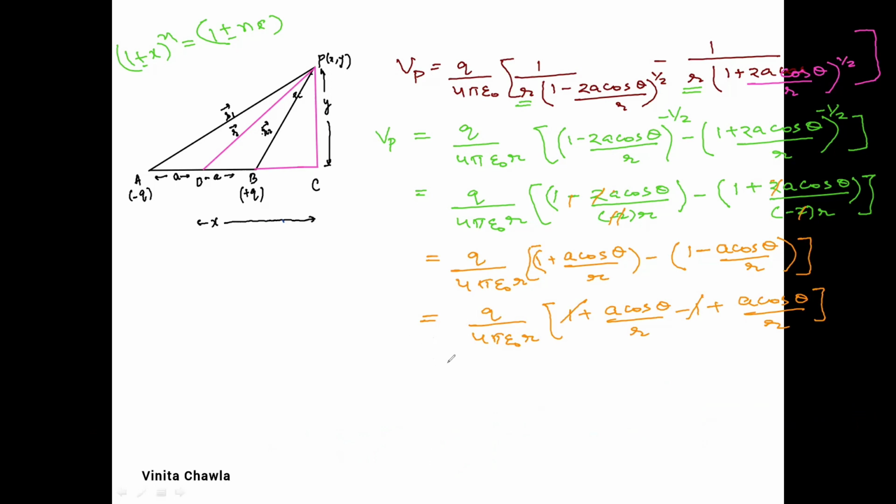Now tell me. Q upon 4 pi epsilon naught r, and here we'll have r in the denominator. In the numerator we have a cos theta plus a cos theta. It's 2a cos theta divided by r.